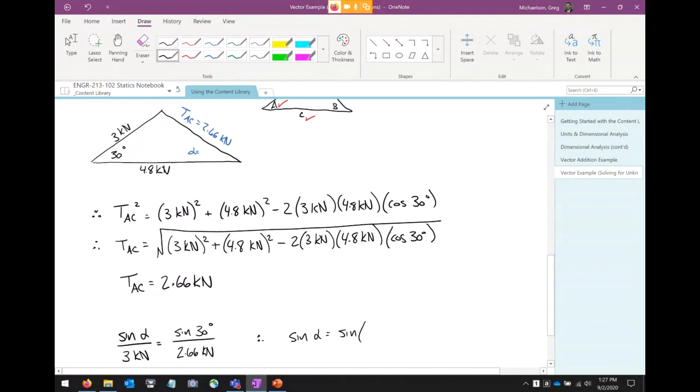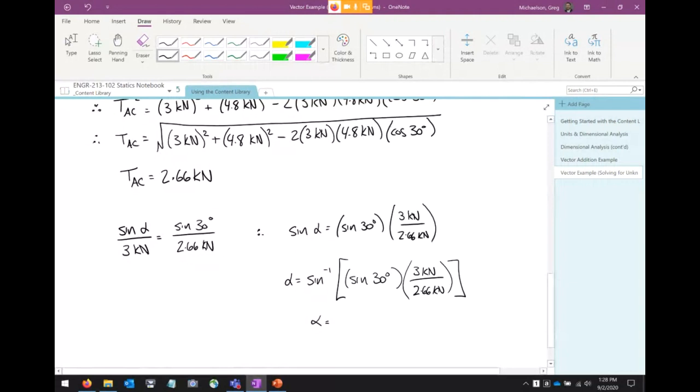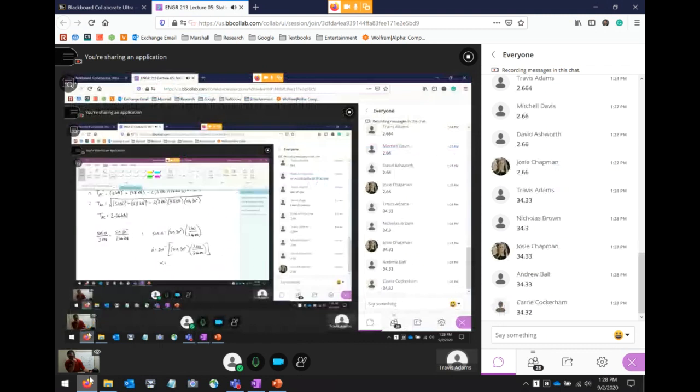the sine of 30 degrees times what? 3 kilonewtons over 2.66 kilonewtons, right? So the kilonewtons are going to cancel. And then to solve for alpha, alpha is going to be the inverse sine of all of this. So somebody or some folks help me out. What are we going to get for alpha? There we go, 34.3. So we'll call it 34.3.